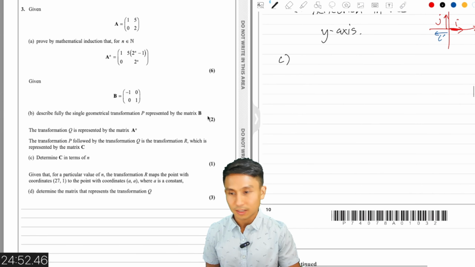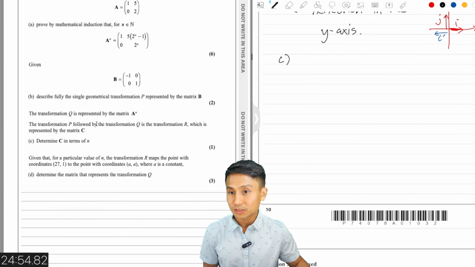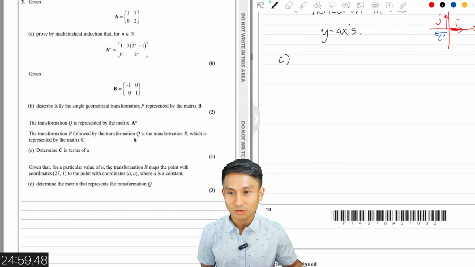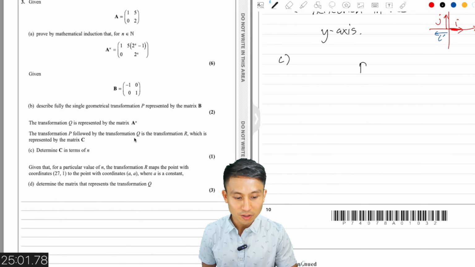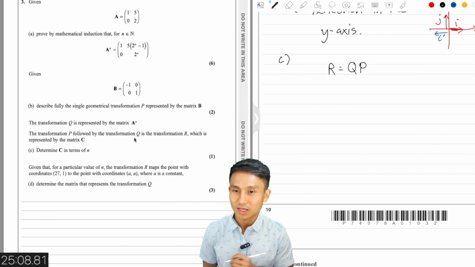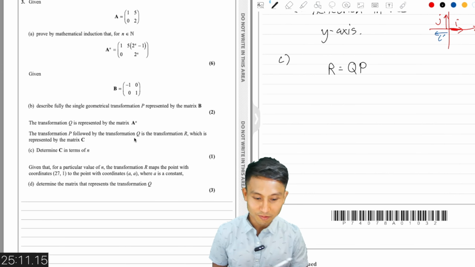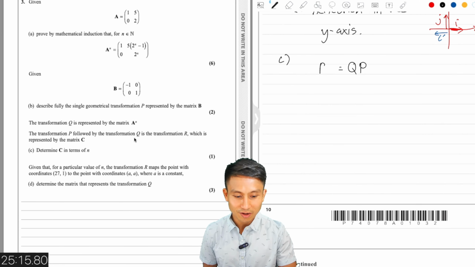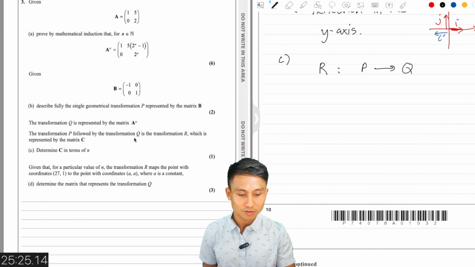Okay, so part C. The transformation Q is represented by matrix A to the n. The transformation P followed by transformation Q, so P would be on the right part and Q would be on the left part, is the transformation R, which is represented by matrix C. Okay, hang on, I'm just going to do R is P followed by Q, okay?